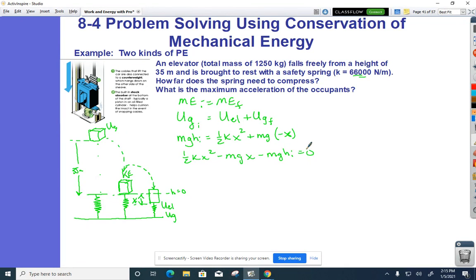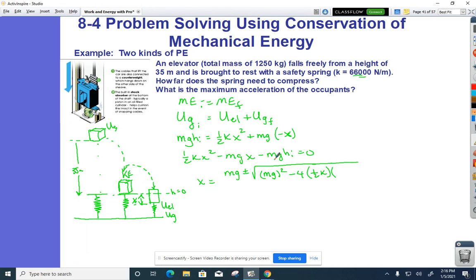And it might be just as well to solve this as a quadratic in x, just using the symbols here. So x is equal to the negative of b, will it be mg, right? Since b itself is negative mg, I just have mg for that. Plus or minus the square root of, b squared would be mg squared, minus 4 times 1/2 of k. That's my a value there.